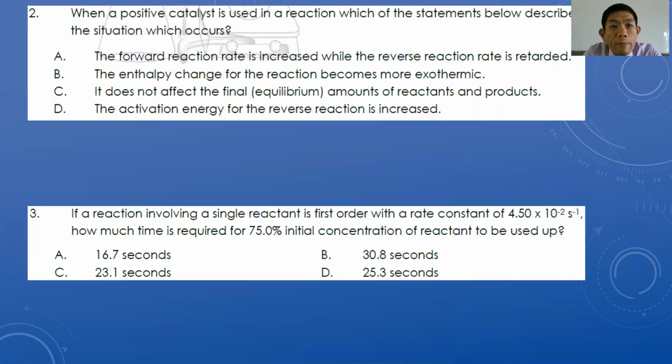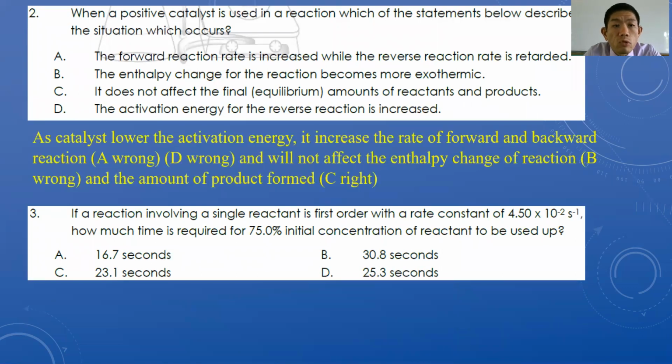Then number 2, when a positive catalyst is used in the reaction, which of the following statements describe the situation which occurs? Number 1, forward reaction increases while the reverse reaction is retarded, which is not true. Because when you use a catalyst, it lowers the activation energy, so both forward and backward reaction rates will also increase. So A is wrong.